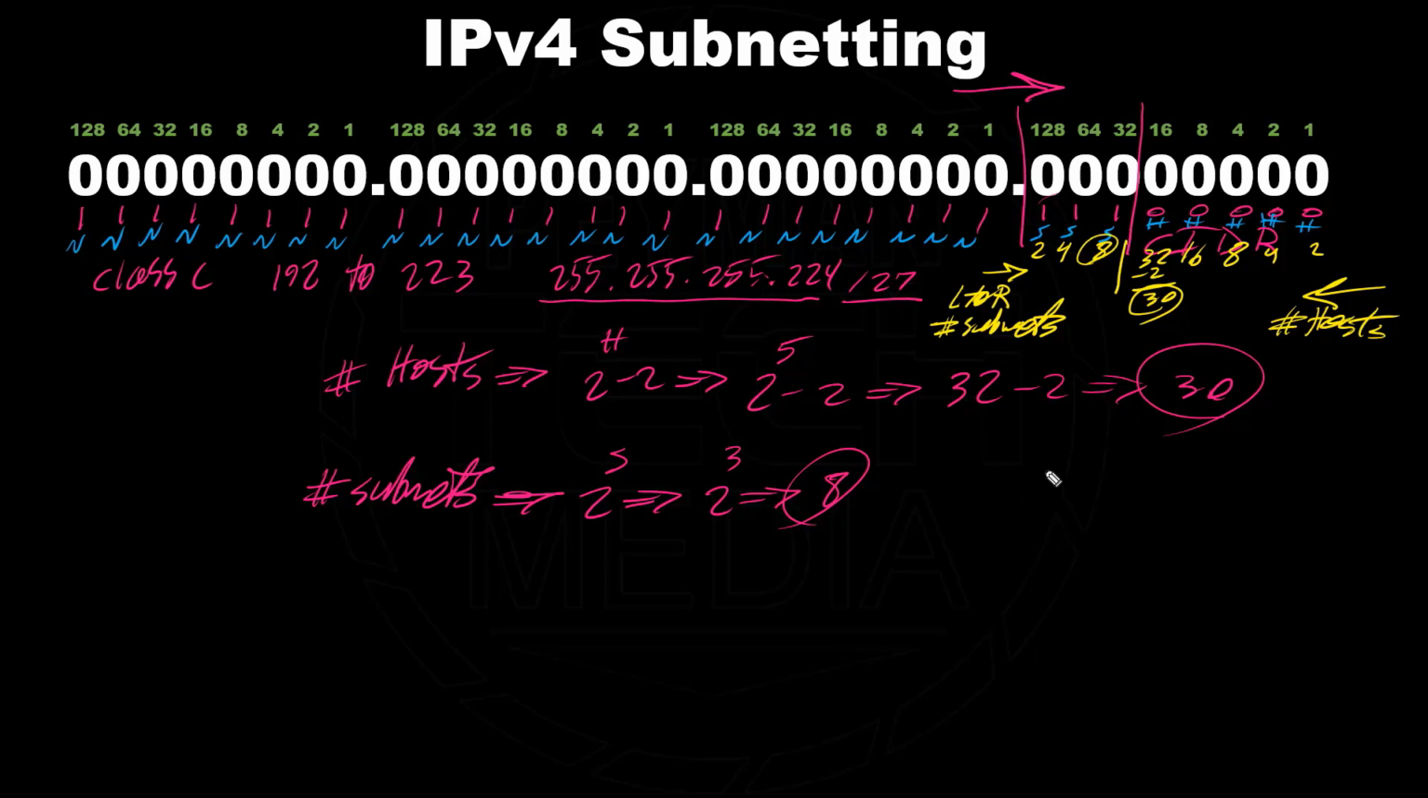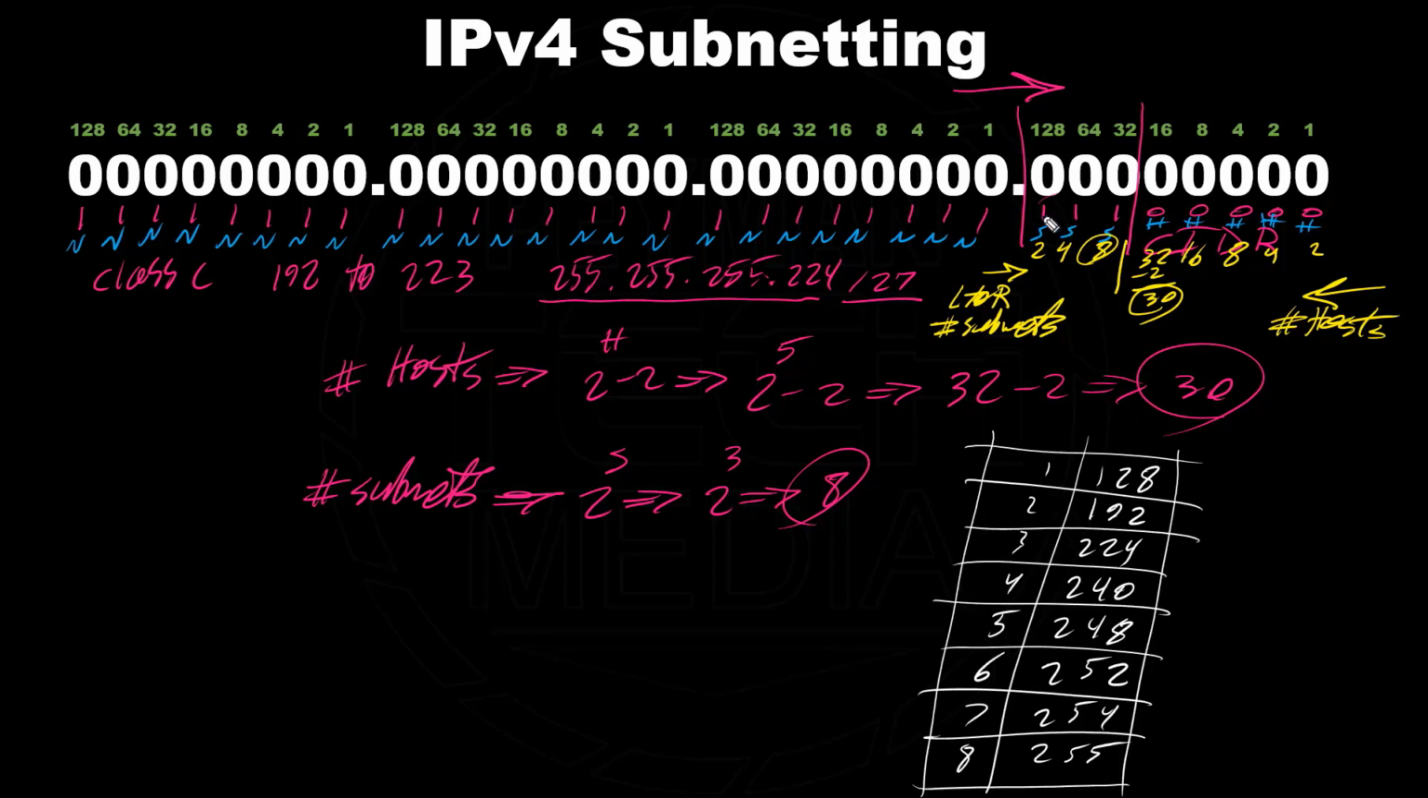And also, as we talked about previously, it's a table that we can learn and memorize. Anytime we borrow 1 bit, it's 128. When we borrow 2 bits, it's 192. When we borrow 3 bits, 224. When we borrow 4 bits, it's 240. When we borrow 5 bits, it's 248. When we borrow 6 bits, it's 252. When we borrow 7 bits, 254. When we borrow 8 bits, 255.